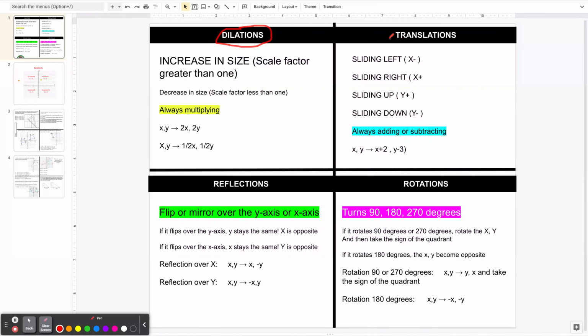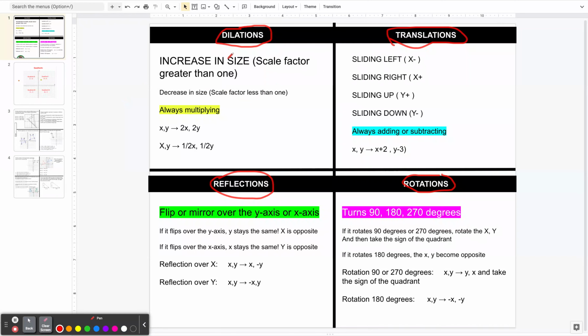It can change via translations, which is a slide of some sort. You can slide left, slide right, slide up, slide down. It can change via a reflection, which is a flip or mirror over the y or x axis. And it can change via a rotation, which is a turn 90, 180, or 270 degrees. On your test, you need to recognize what each of these words mean.